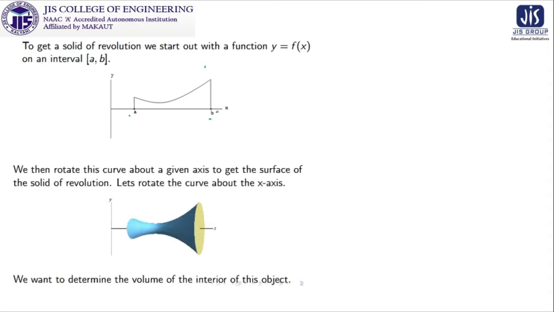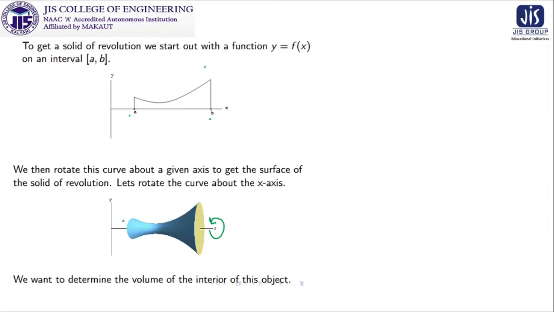Now, if we rotate this curve about the given axis, here it is the x axis, then we will get the surface of the solid of revolution. Look at this: this is your curve, this is your x axis, and it is revolving in this direction.